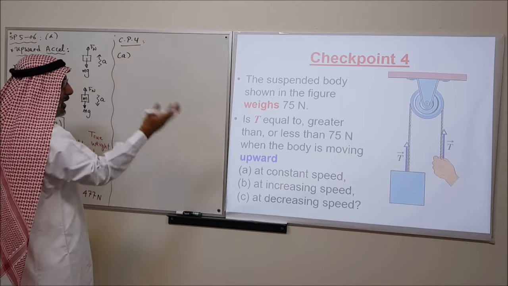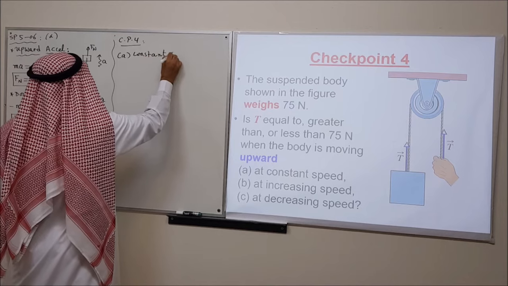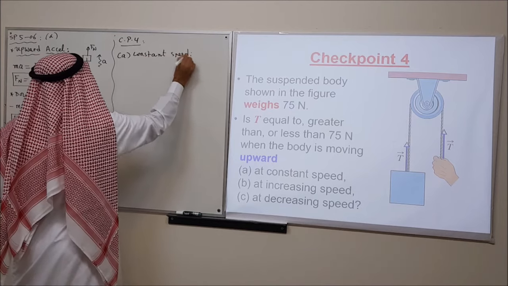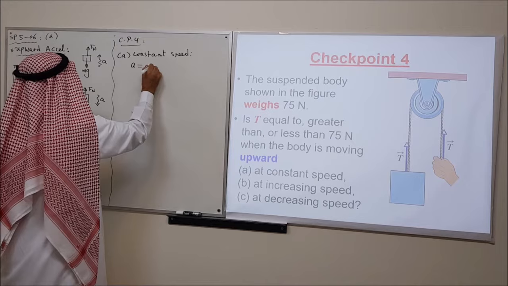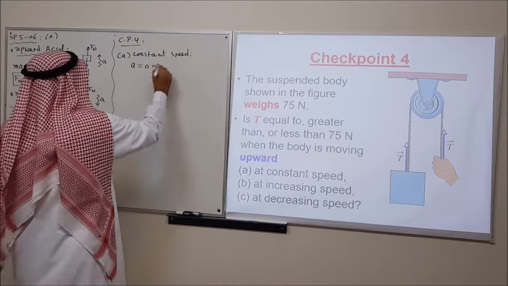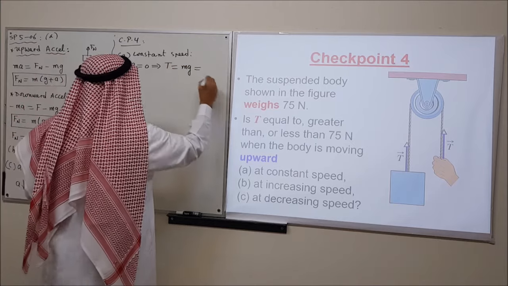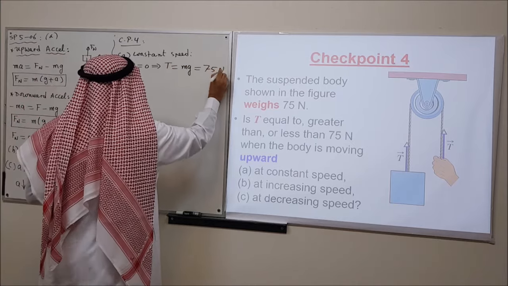If it is moving upward with constant speed, then the acceleration is zero. If the acceleration is zero, these two forces are equal. T is equal to mg, which is equal to 75 newtons.